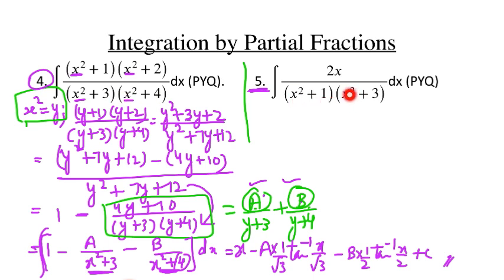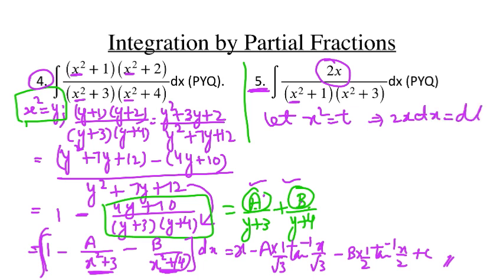There is a minor difference in question 4 and 5 which will make the entire strategy used in question number 5 different. Notice that in numerator of question number 5 there is 2x, and 2x happens to be derivative of x square. So in question number 5 we are going to let x square be equal to t, and when you let x square equal to t you will get 2x dx equal to dt, and the substitution is going to work over here.